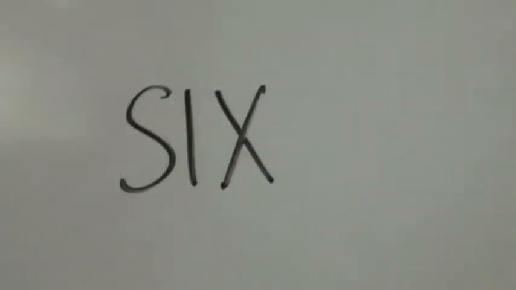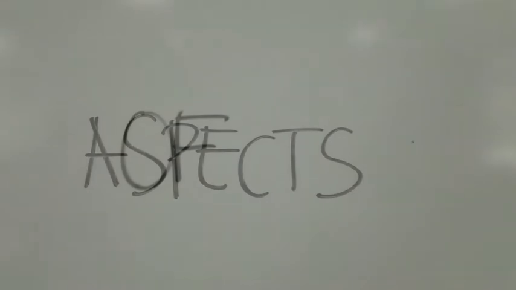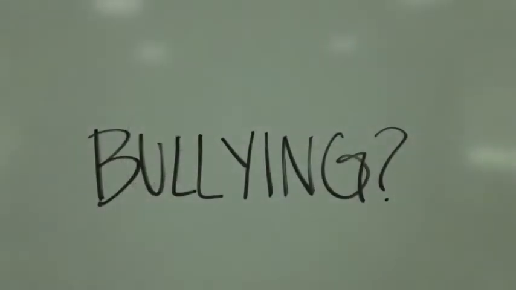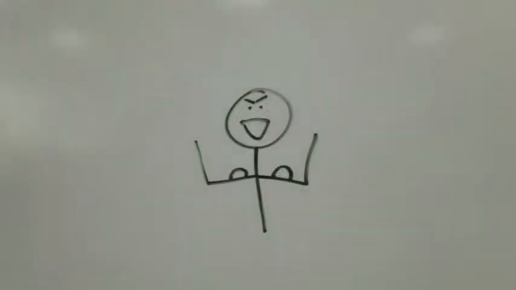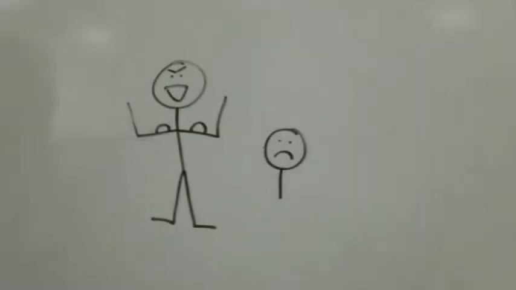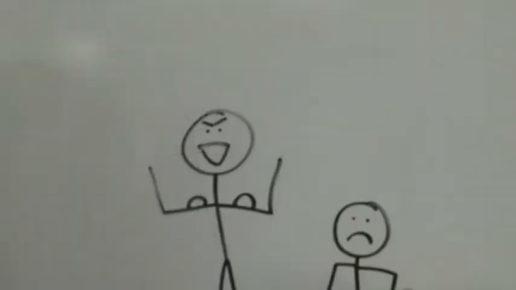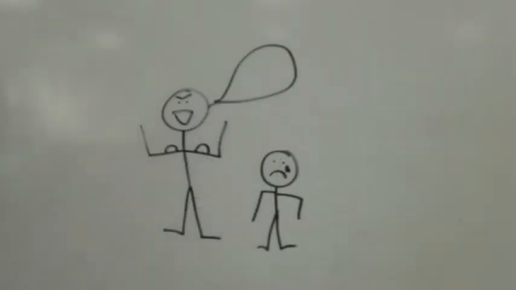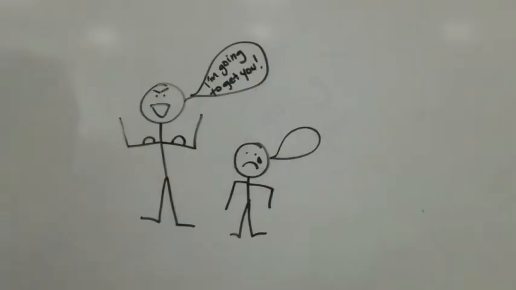So what are the 6 types of bullying? You may already know, but let's take a look. The first one is really serious. It's physical bullying, and it's any physical contact that could hurt another person. It also could be destroying or ruining somebody's personal property. That can also be considered physical bullying.